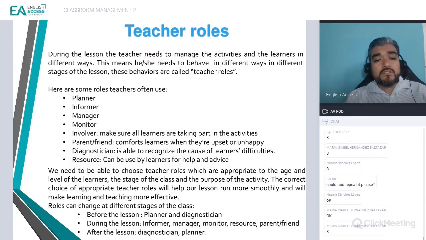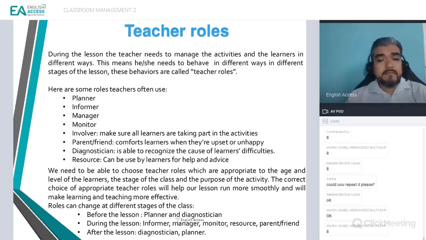We need to be able to choose the teacher roles which are appropriate to the age and level of the learners, the stage of the class, and the purpose of the activity. The correct choice of appropriate teacher roles will help the class run more smoothly and will make learning and teaching more effective. Roles can change in different stages of the class.